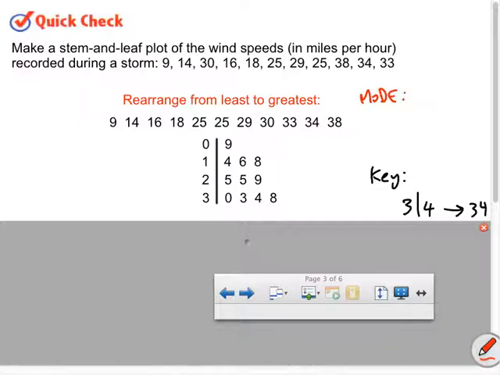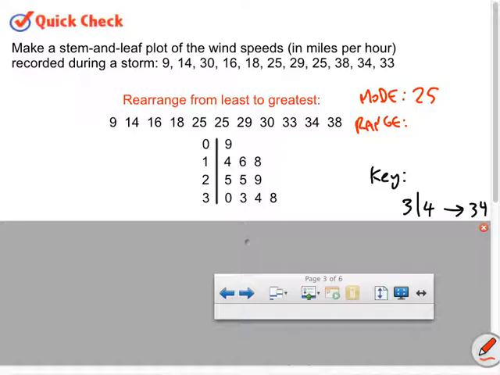What would the mode be? What do you think the mode is? Say it again. 25. Do you guys agree? Is it 25? Yes. Yep, 25 is the mode. What's the range? Can you tell me the range? 24. You're saying 24. How'd you come up with 24? I subtracted 33 by 9. You took 33 and you subtracted 9.